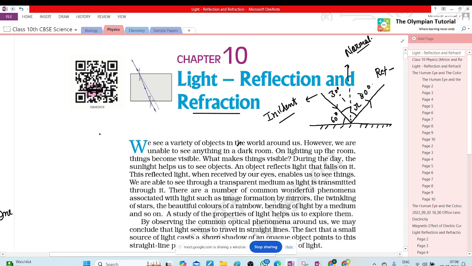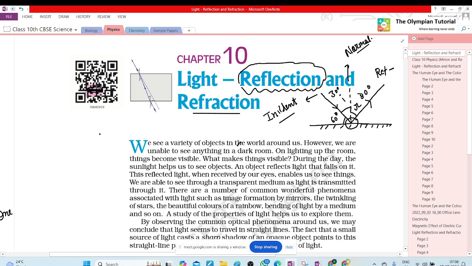Very good. Now, according to the laws of reflection, the incident ray, reflected ray and normal all lie at the same point, in the same plane. And the first thing I told you: the angle of incidence and the angle of reflection are equal. So this is the phenomenon of light.